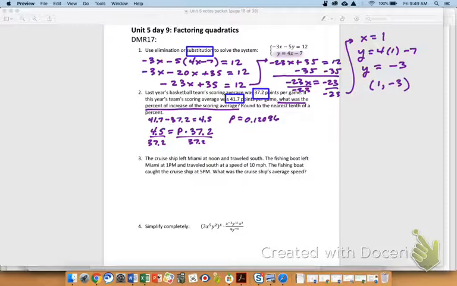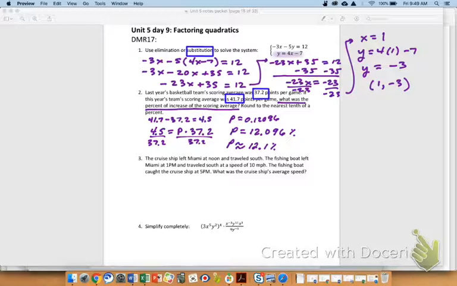This asked for a percent. In fact, it said round to the nearest tenth of a percent. So this would be 12.096%. And if we round to the nearest tenth of a percent, I would get P is approximately equal to 12.1%. So their scoring average went up by 12.1%.